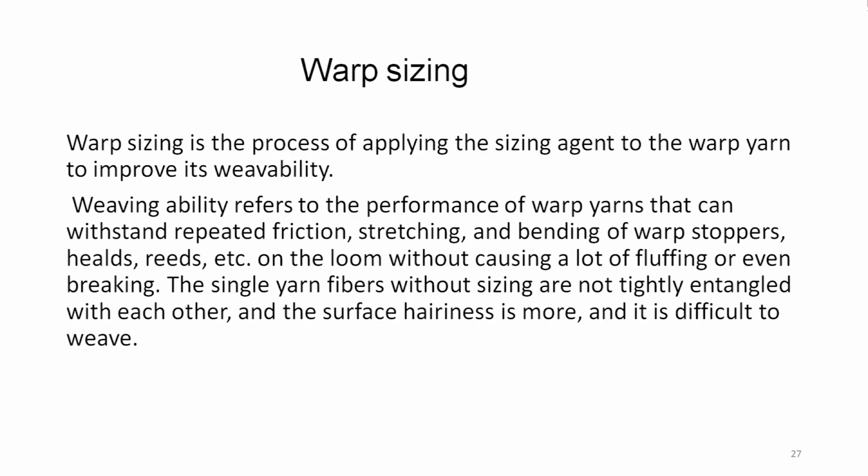Warp sizing. Warp sizing is a process of applying sizing agent to the warp yarn to improve its weavability. Warp and weft are the two different types of yarn which are intercalated to make a fabric, and so warp is mainly sized. Weavability refers to the ability of the warp yarn to withstand repeated friction, stretching and bending of warp stoppers, heddles, reeds, etc. on the loom without causing a lot of fluffing or even breaking.